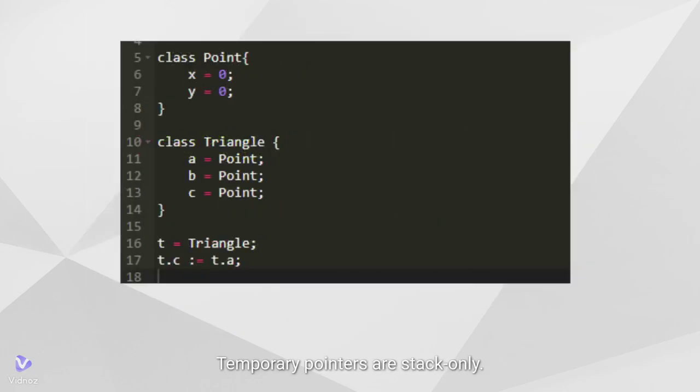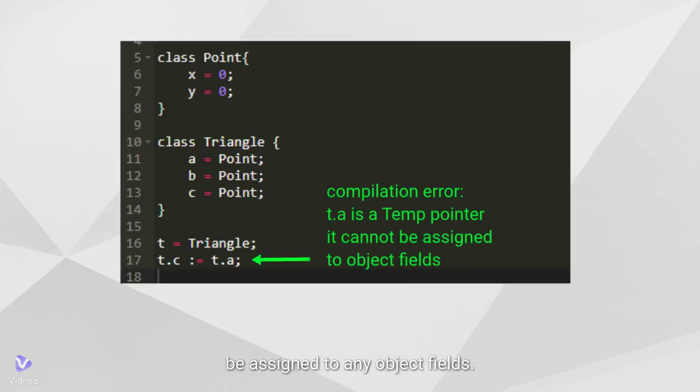Temporary pointers are stack only. They can never be object fields and cannot be assigned to any object fields. They always point from the stack to the heap, preventing cycles and therefore memory leaks. In the next section, we'll discuss pointers between objects.